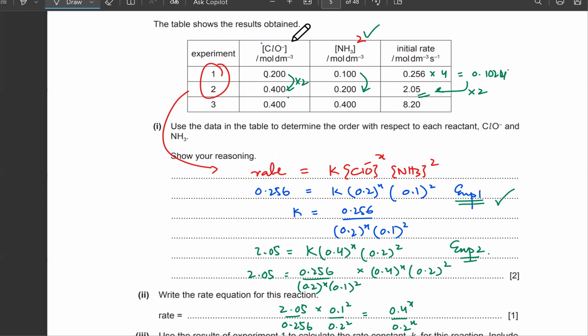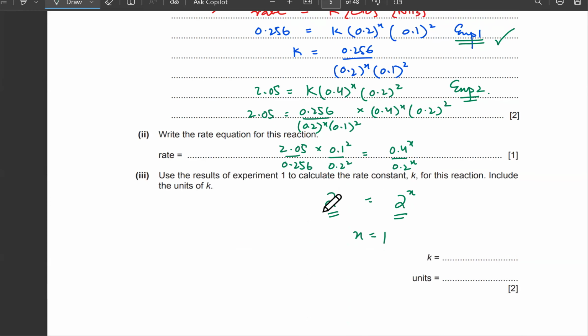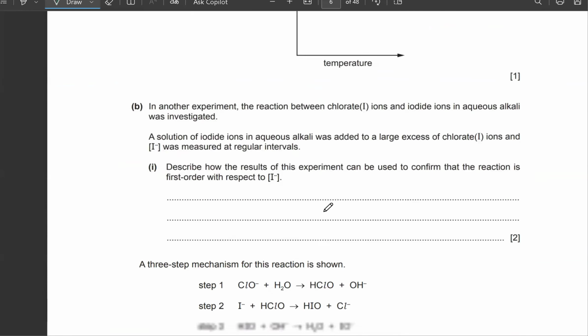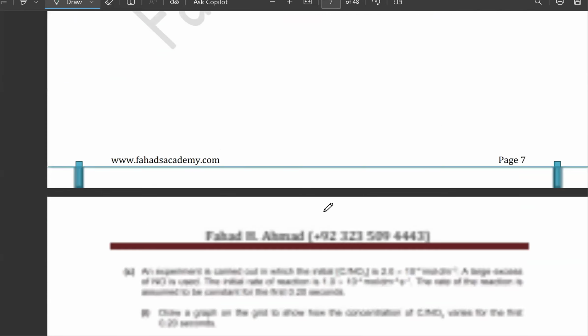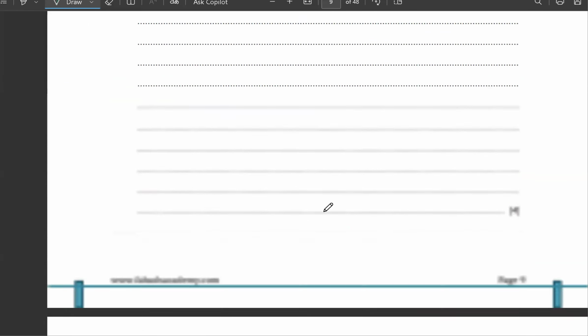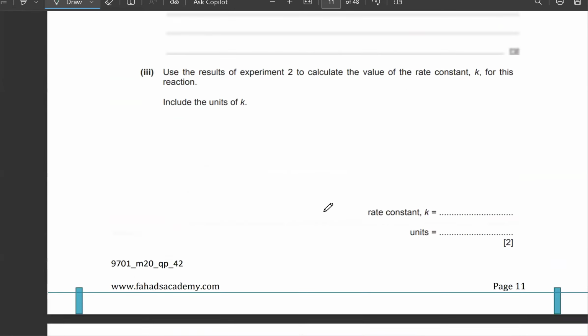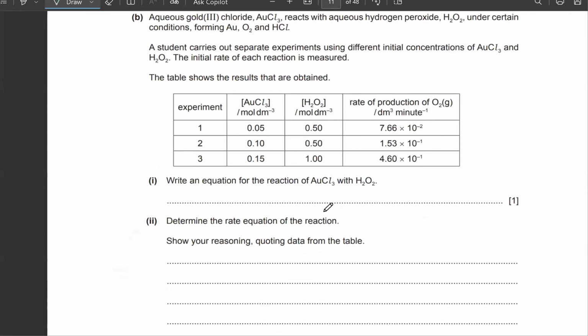Yes, sir. Okay, what we can, I mean, the others are, let me just find one more graph question.